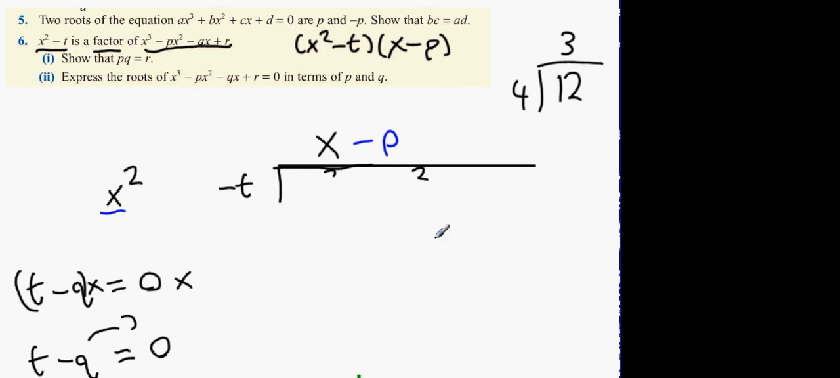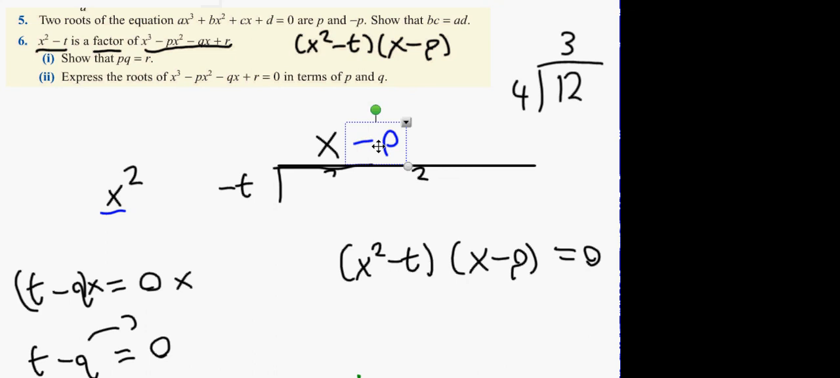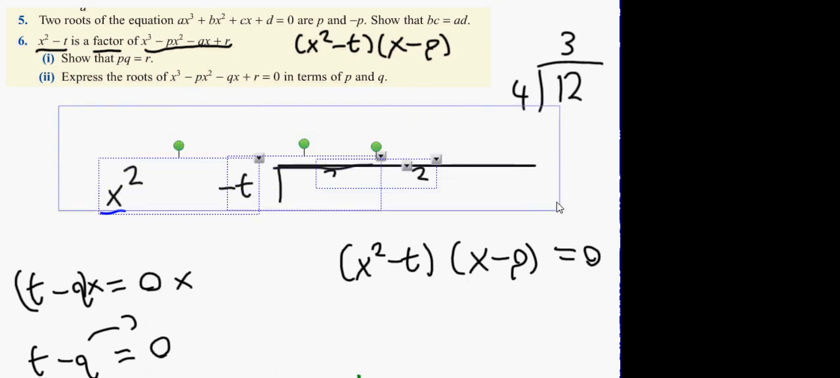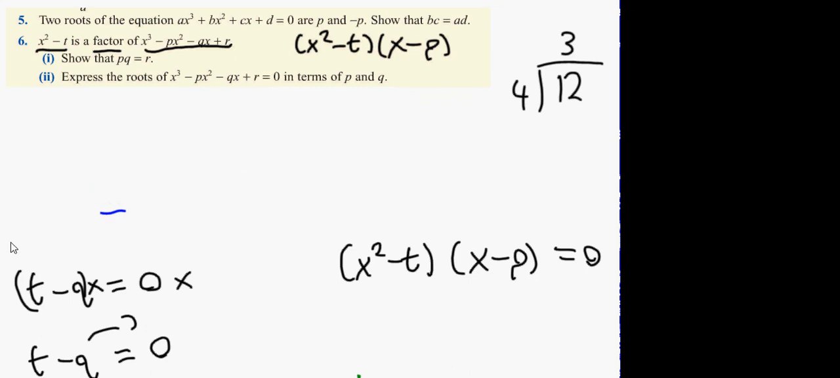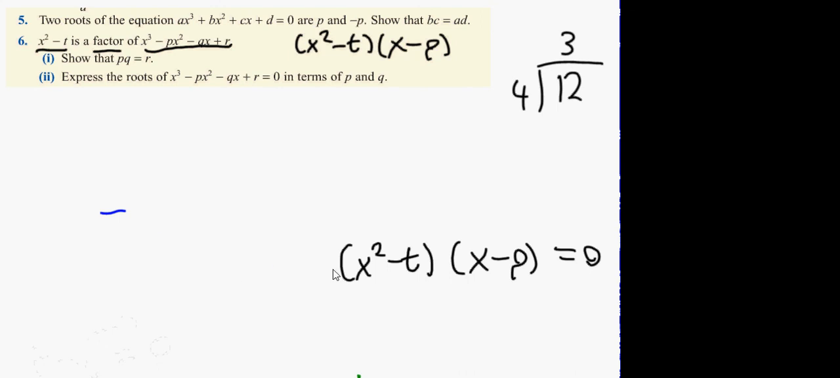Next, we're going to write down how to get the roots. We now have x squared minus t multiplied by x minus p equals 0. What we can do now is find out the roots. The reason it's equal to 0 is that when it's a root, when you multiply them together, it should equal 0. Sorry, not necessarily, but when you solve them equal to 0, you'll get what the roots are. So there are 2 ways of solving this.